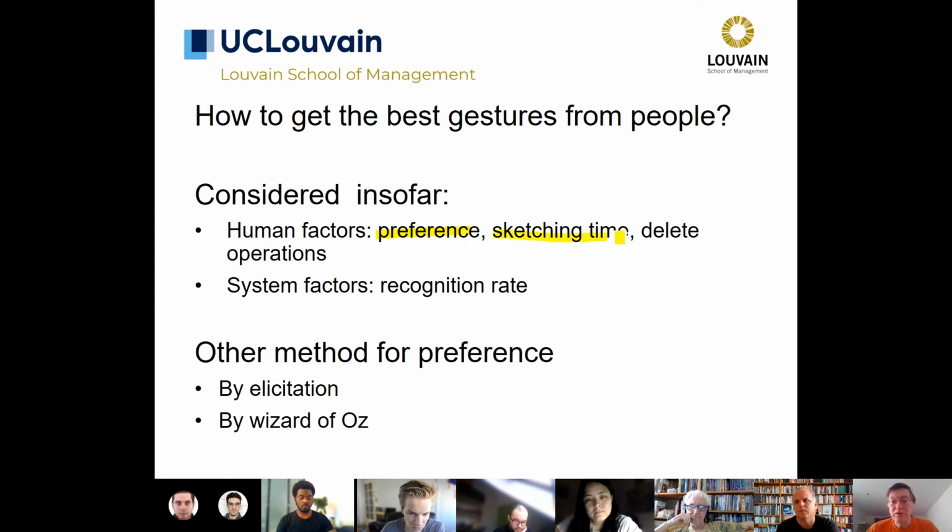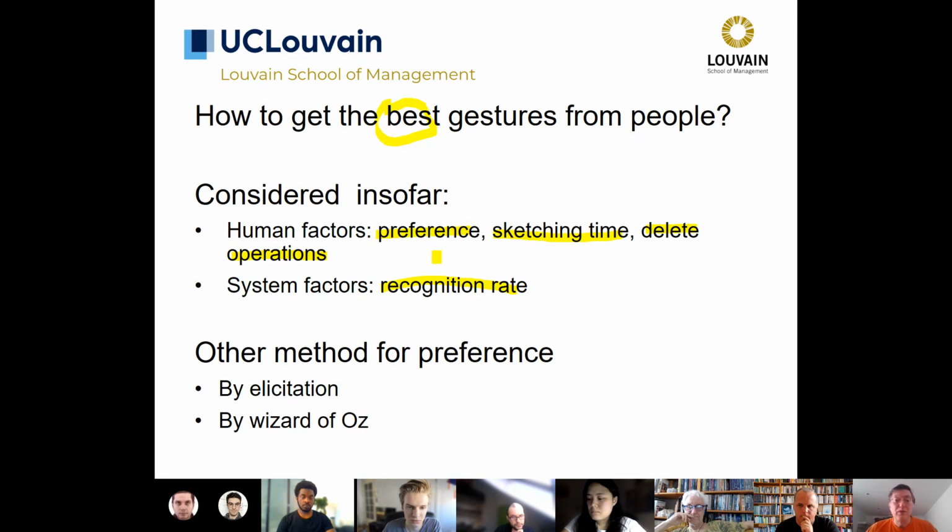We have seen that also the sketching time counts, and how many error or delete operations are produced by the end user. And on the other hand, we know that there is an impact on the recognition rate from the system. But this is not enough to know what is best, to have the best gesture. It is much more complex than just a question of preference.